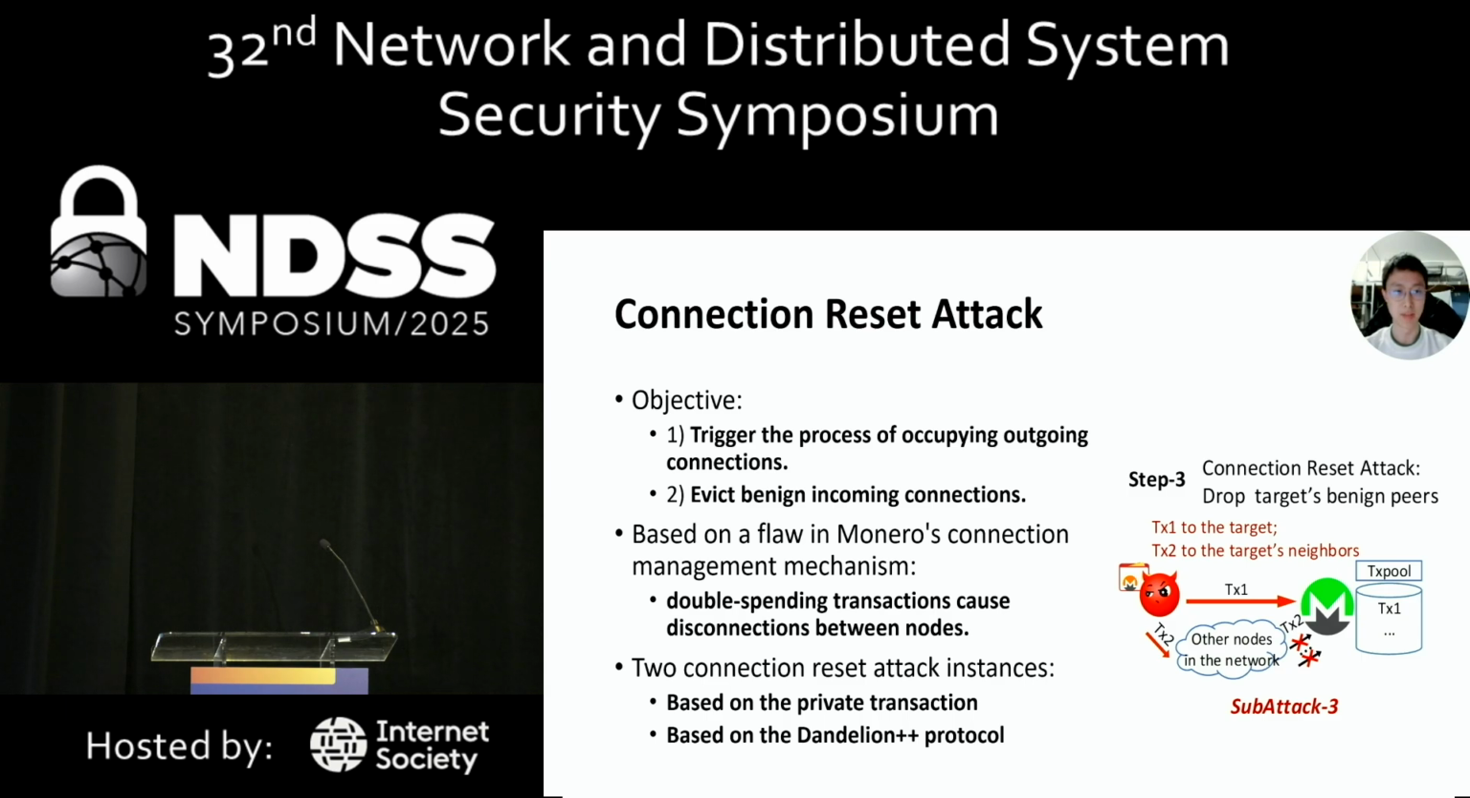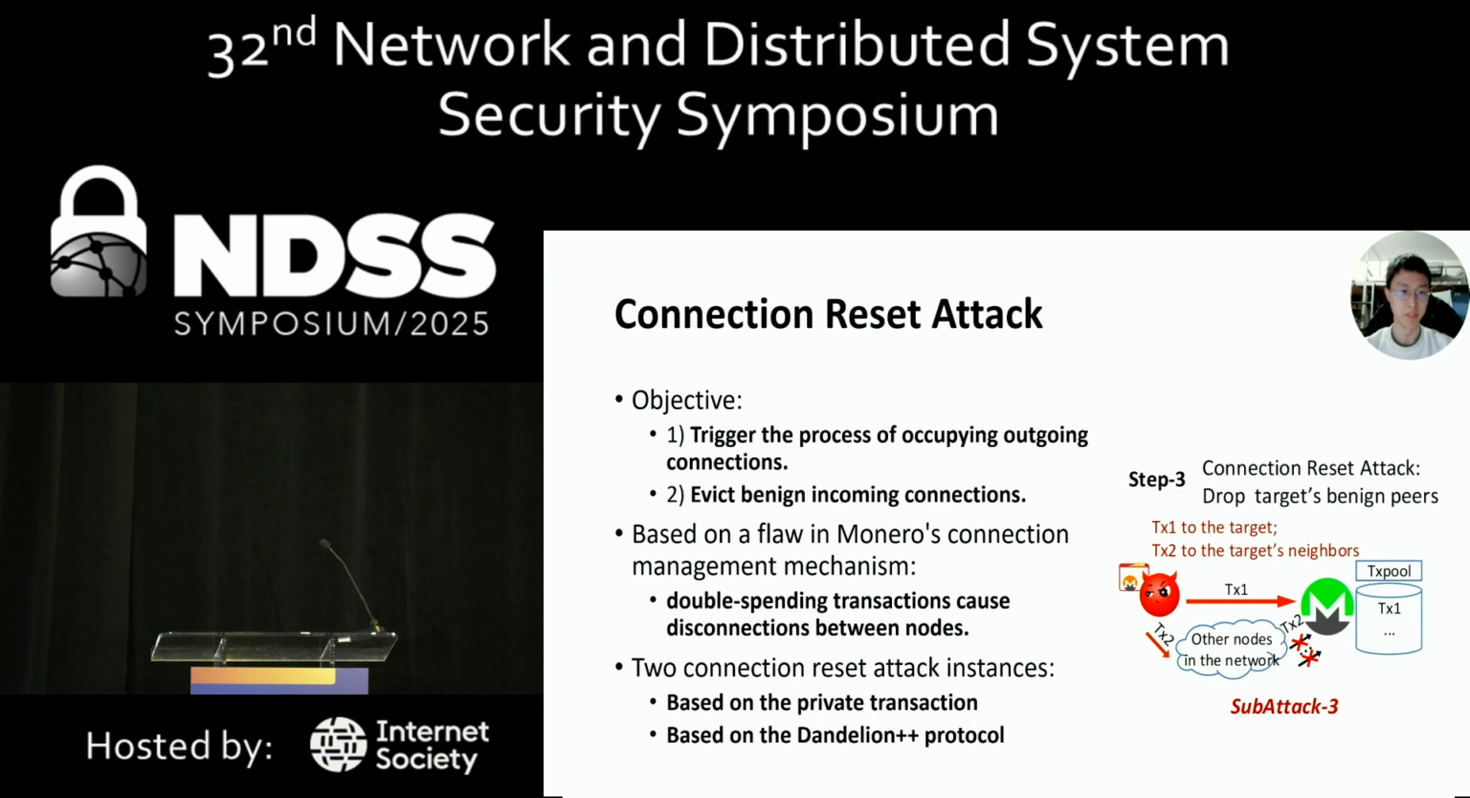The connection reset attack is a connection control method that allows the attacker to force the target node to disconnect from benign nodes. This results in two consequences. The first one is that the number of outgoing connections of the target node decreases, causing it to select new peers from the whitelist and the gray list to re-establish outgoing connections. At this point, the whitelist contains only malicious node records, while the gray list is filled with invalid node records. As a result, the target node can only establish outgoing connections with malicious nodes from the whitelist.